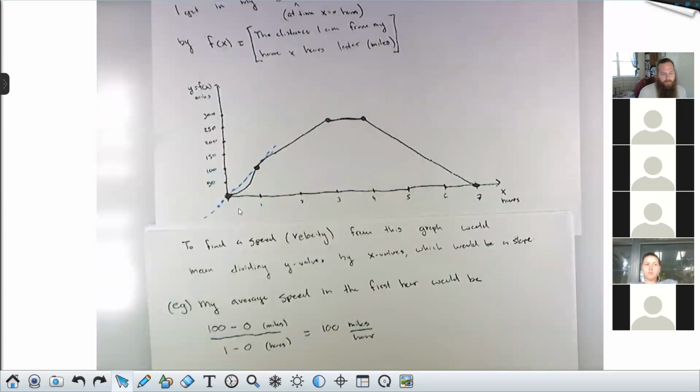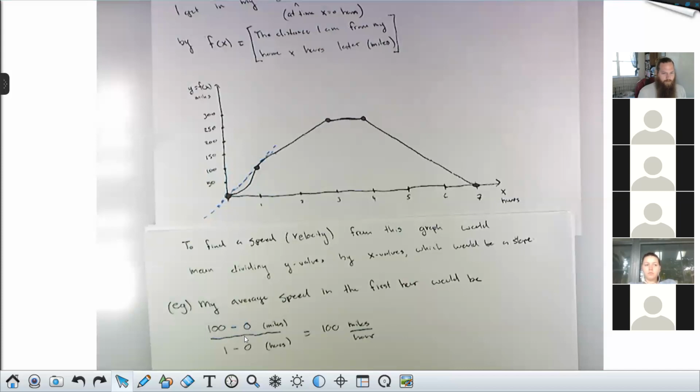Now, there's a fun relationship here between the average speed and the exact speed at any moment, right? If you were to look over at the speedometer, if you were in the car with me, you could look over at the speedometer and say exactly how fast I was going at any one moment. You can't get that information from this graph as easily.